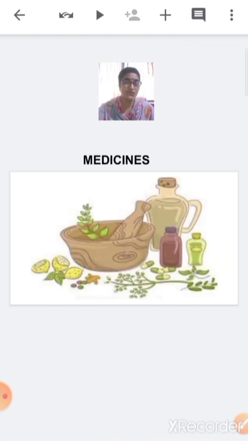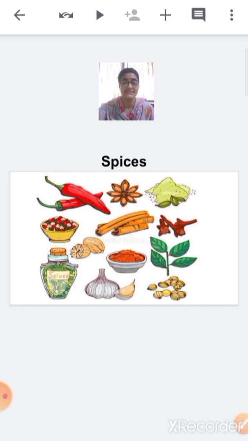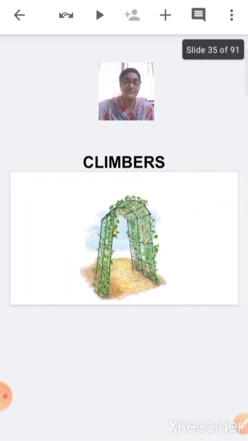Children, most of the herbs are used to make medicines also. Yes, and they are used to make spices also. Spices we use every day in our food, right? Yes, children. The next one is climbers.